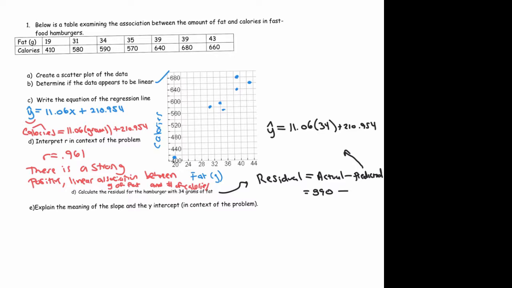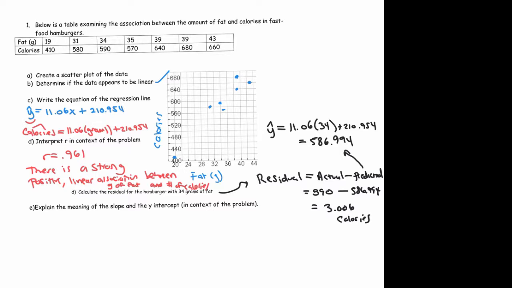All right, and our calculator could actually store the equation, but we might as well just do it by hand here. So I'm just plugging this in. I'm getting 586.994. Okay, so if you do that and you do 590 minus that, you get 3.006. That's a difference in calories.